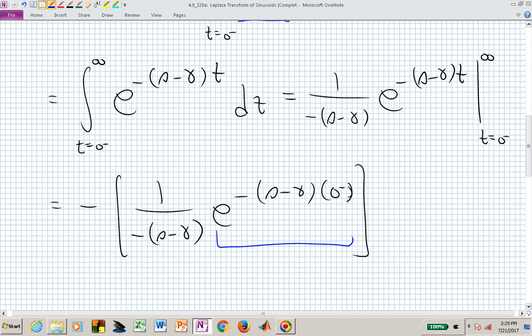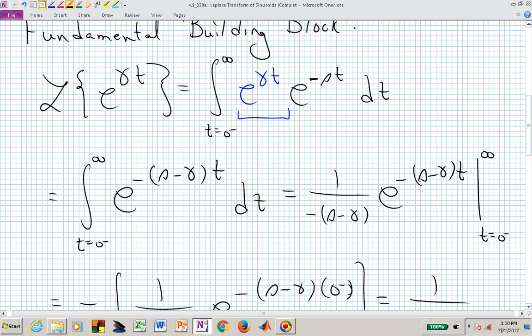Hopefully it's clear now that we have e to the 0, which is 1, and we have these two minus signs that we can combine to produce the result that we want, which is the Laplace transform of this exponential, where the exponential was a function of some arbitrary variable gamma. The backside of the bracketed expression is 1. The negatives cancel, and we now have 1 over s minus gamma. That's now the Laplace transform of e to the gamma t.